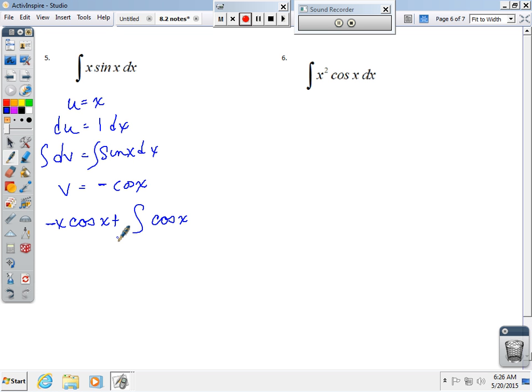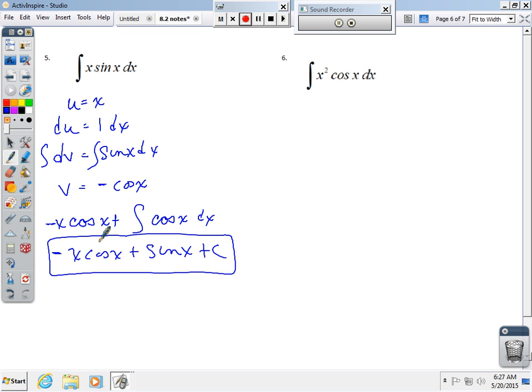And what do I need next? du. du is just a 1 dx. So now I get negative x cosine x. The integral of cosine is sine, so plus sine x plus c. Done.